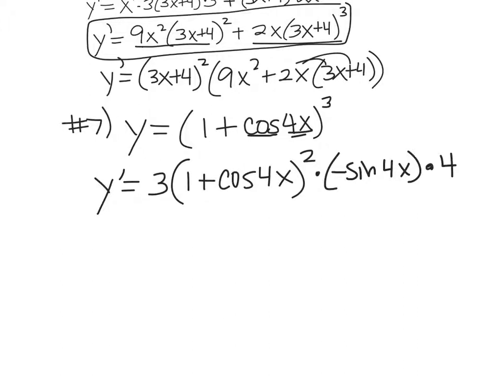What's the derivative of cosine of 4x? Cosine of 4x is chain rule also. So the outer function is cosine. The inner function is 4x. So the derivative of cosine is negative sine, leaving 4x alone, and then times 4.